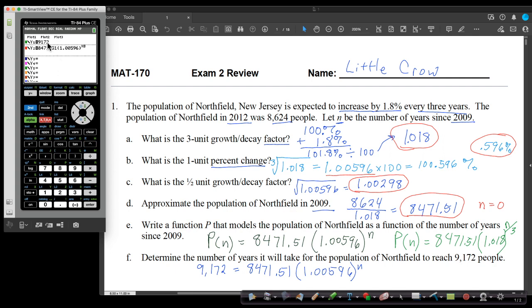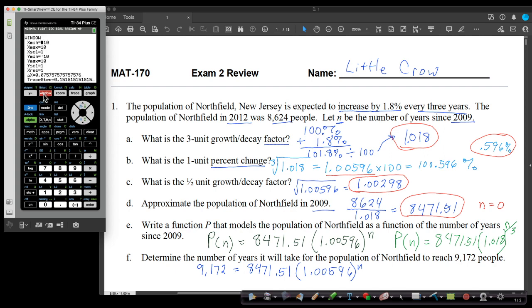Now when we go to graph this, we've got to see we're up at 9,000, right? We're starting at 8,400. We're growing. So when we hit the graph button, depending upon what our window is, we may not see anything. So what I'd like to do when I graph is go to zoom number 6, which is the standard window, -10 to 10, so at least I know where I'm at. I don't see any graph, but that's not surprising.